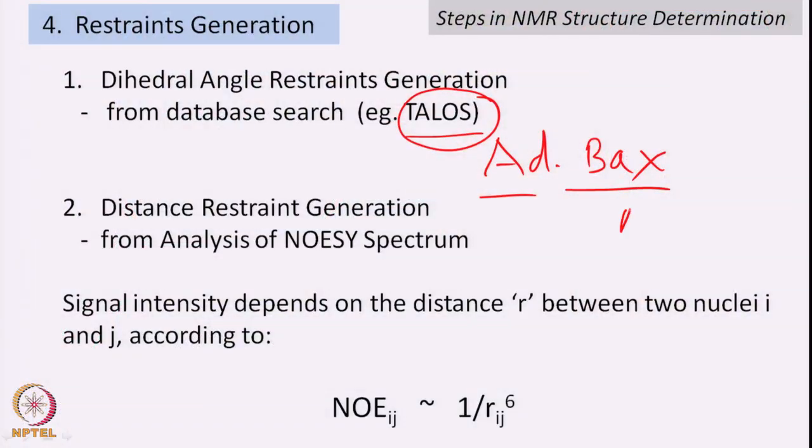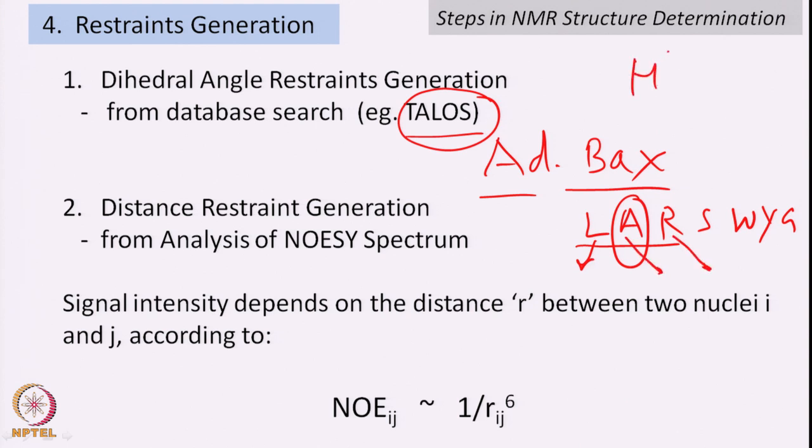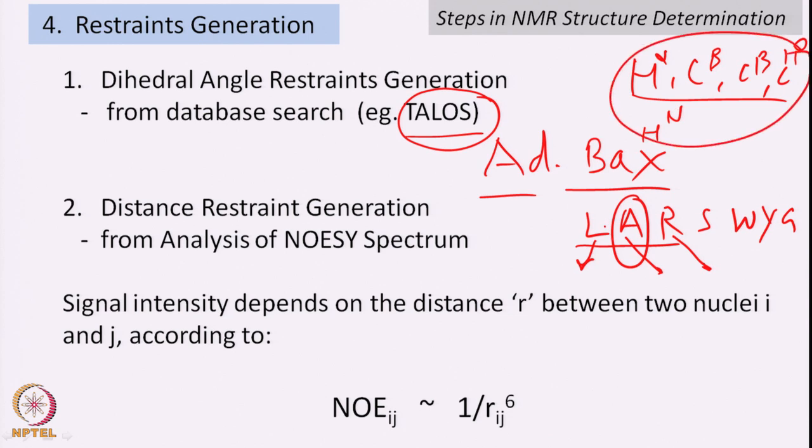So, what TALOS does basically is take the chemical shifts for 3 amino acids in a polypeptide chain. Suppose we have A, R, S, W, Y, G, L, something like that. Suppose I want to calculate the phi psi torsion angle of this alanine, then TALOS needs 15 chemical shifts as an input: 5 from here, 5 from here, 5 from here. What chemical shifts does it need? It needs H alpha, C alpha, C beta, CO and H N. So, these are the 5 chemical shifts it requires.